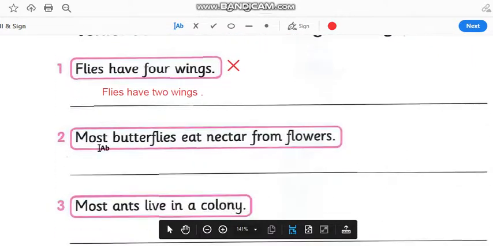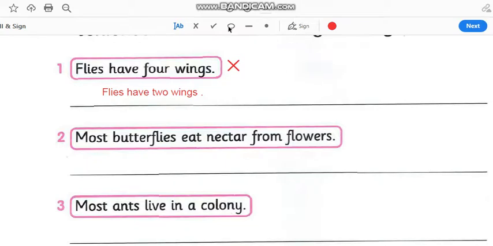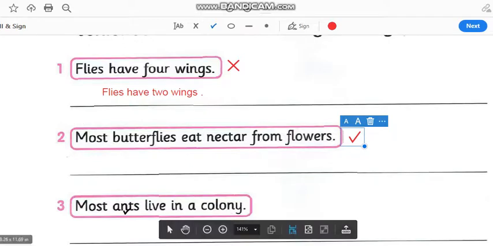Most butterflies eat nectar from flowers. Of course it's right, because most of them eat nectar from flowers. Write right on it, or you can color it so you know this answer is correct.